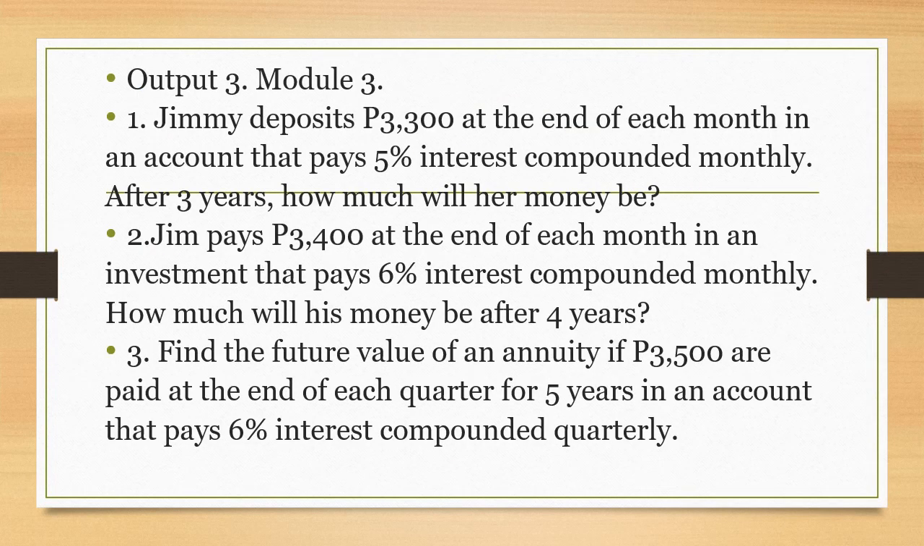So this will be your output. Now there is a slight adjustment here. You will notice these are all now converted to at the end of each month, at the end of each quarter. So these are all ordinary annuities. So please solve them using the steps provided in this video. And please tell your classmates about the changes on the frequency of payment.